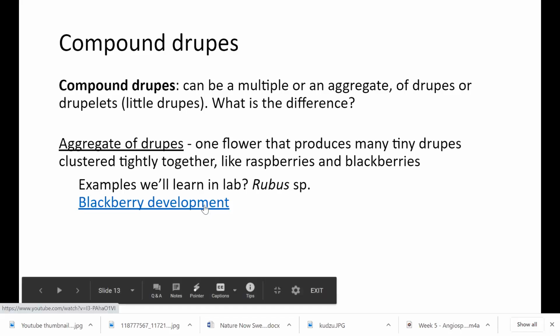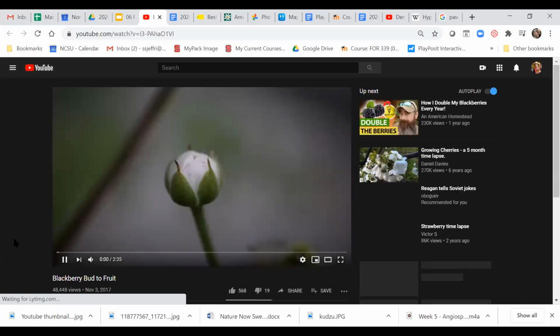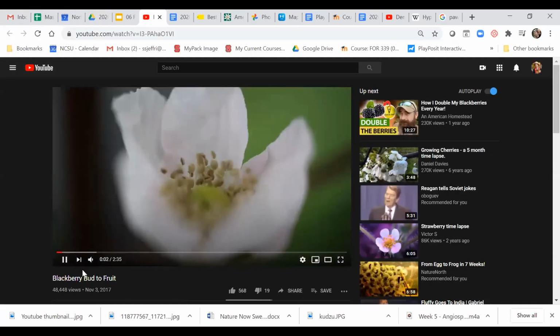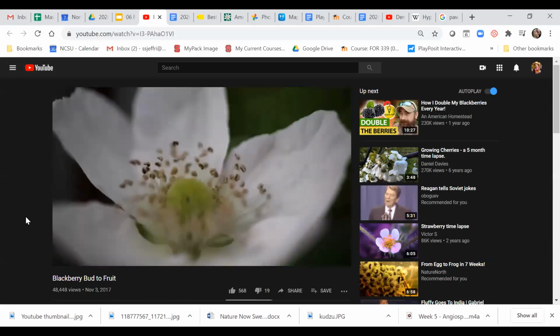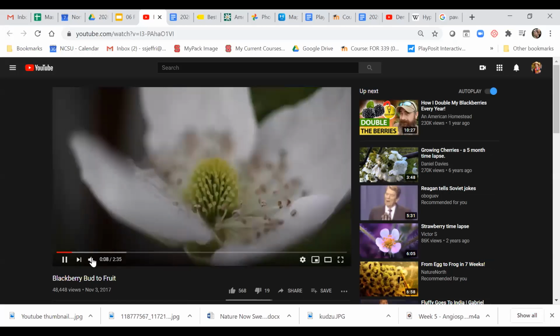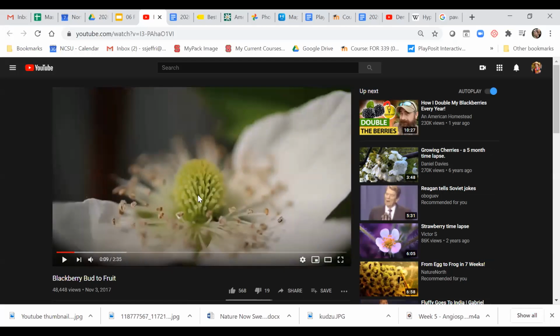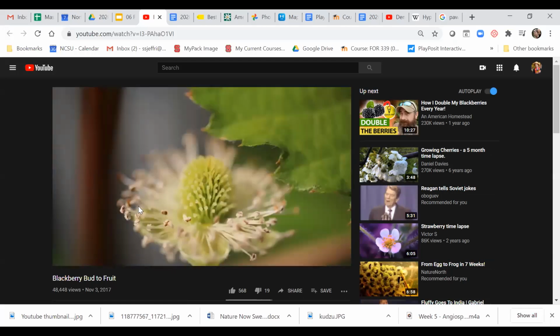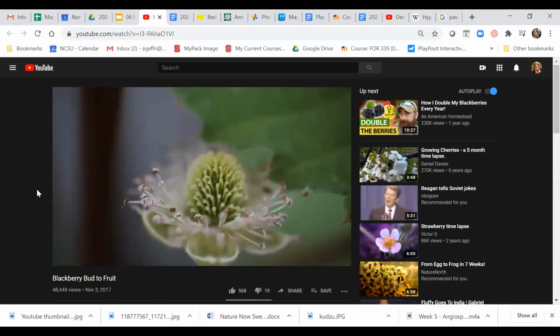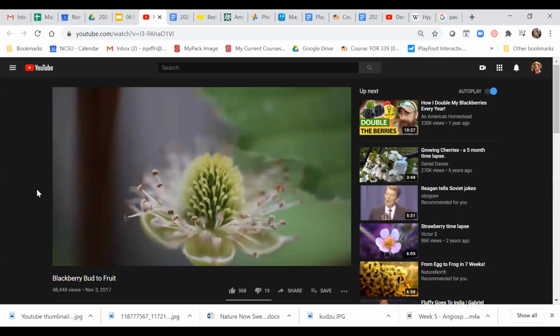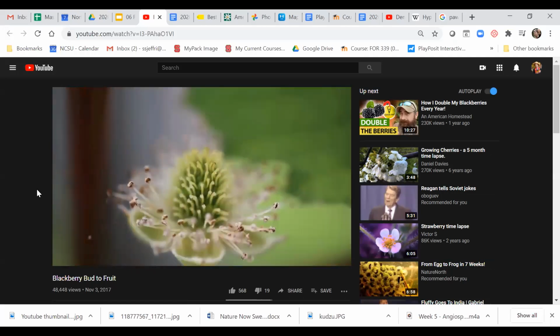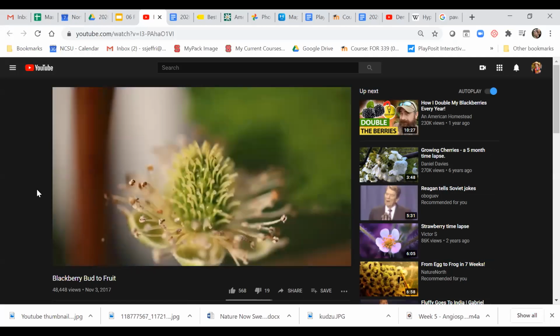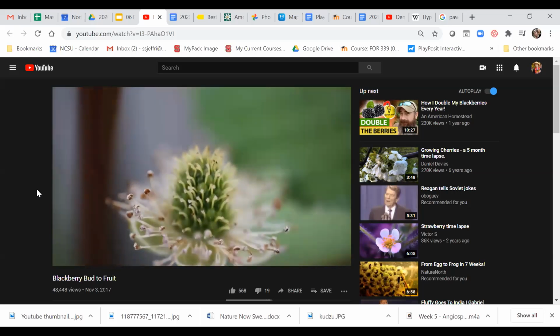And I'll show you this blackberry development. This is really great. This is one we'll learn in lab, Rubus, or blackberry. So you can see the flower opening up, right? Okay, so each of those tips, I'm just going to pause it for a minute. Each of those tips, those are individual stigmas, right, that are all clustered together, right? So it's a single flower, but each of those stigmas is a carpel, and that will develop into its own little mini drupelet. But you can see they're all attached together, right? So what we're seeing now is those ovaries swelling up into drupelets.